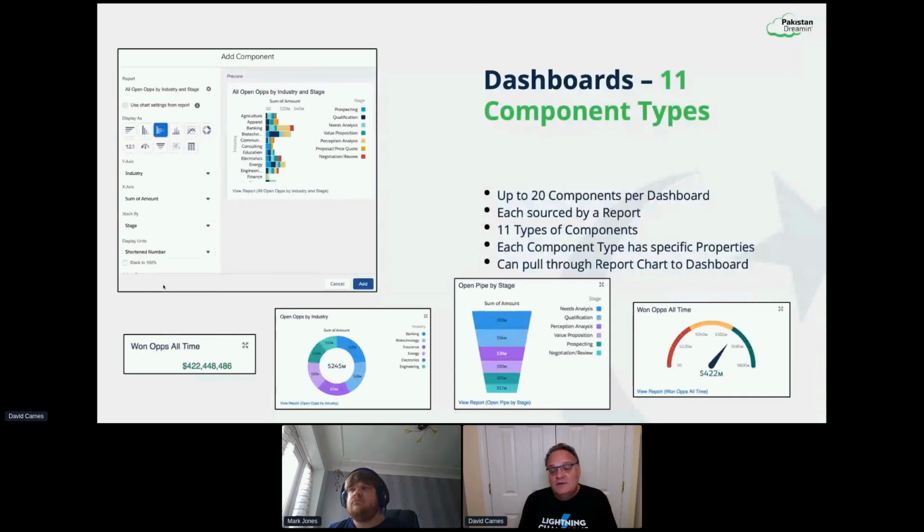One last thing that we can do is when you go to create a dashboard component and you choose the source report, if that source report has a chart, you can see this checkbox here. If the source report has a chart, you can check that box and pull through the chart and display that on the dashboard as well. So it will be one of these 11 types, but if you did the hard work of creating the perfect chart on your report, you can pull that through into the dashboard.